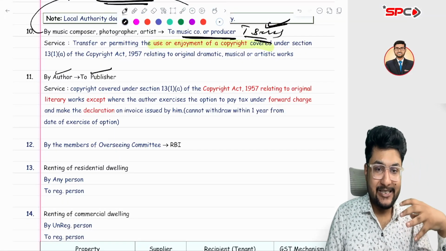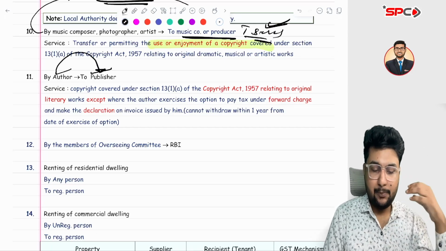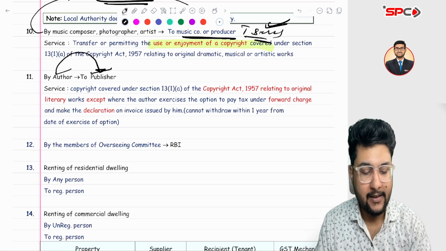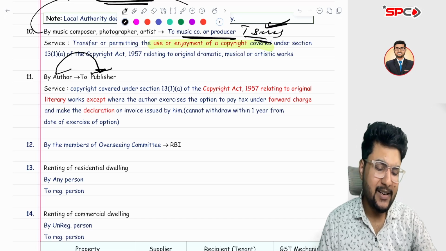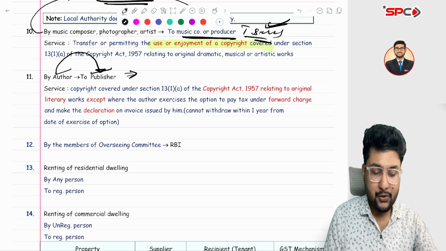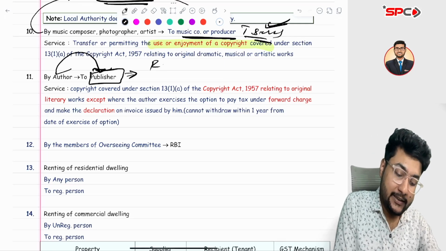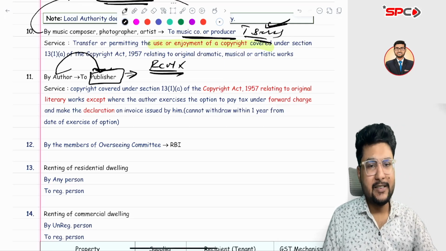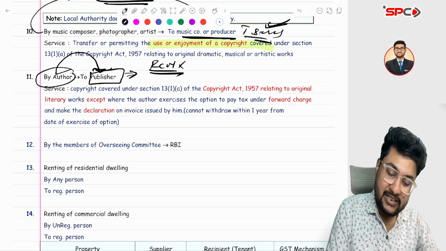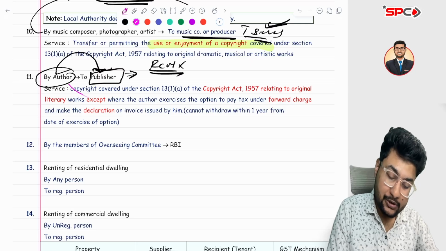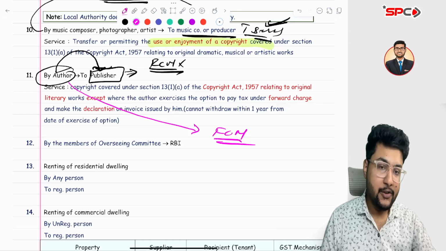An author like Chetan Bhagat is taking the service of a publisher for publishing his book. So the publisher has the right of a copyright, and in lieu of that, Chetan Bhagat will get a royalty, of course. But there is a very big issue. The publishers are in high demand, and they do not want to pay under RCM. So if your publisher is very strict and does not want to pay under RCM, then Mr. Chetan Bhagat, the author, has been given the option to pay under the forward charge mechanism. But for that, you have to meet some conditions.